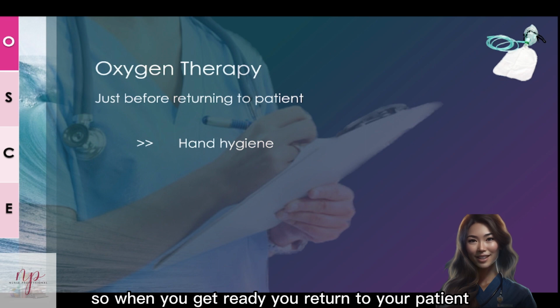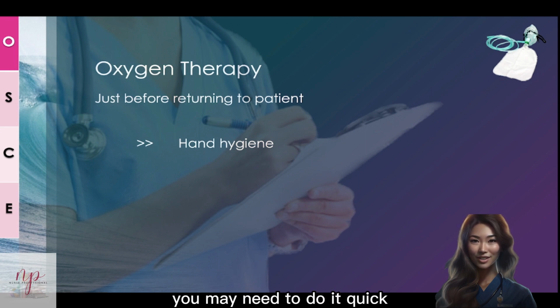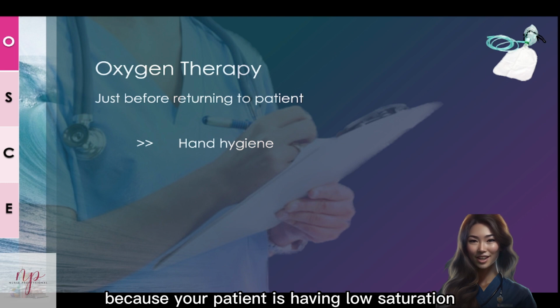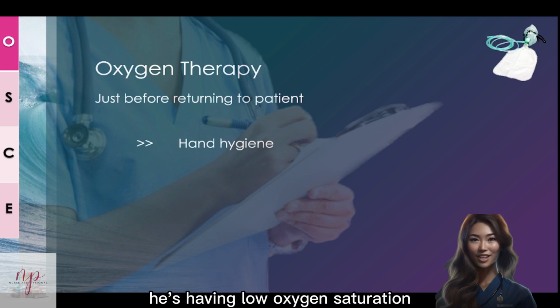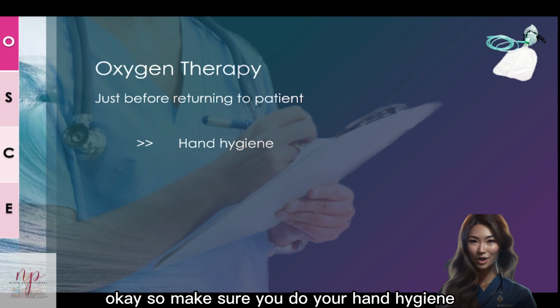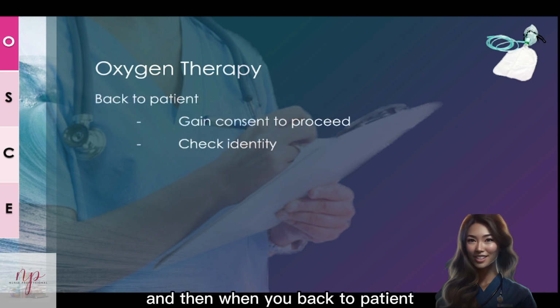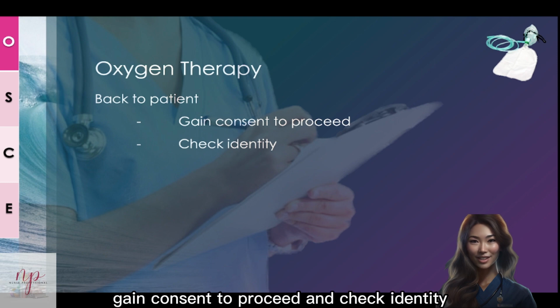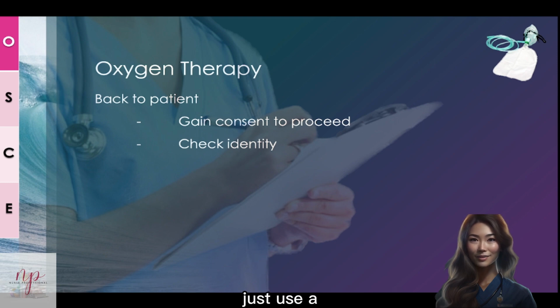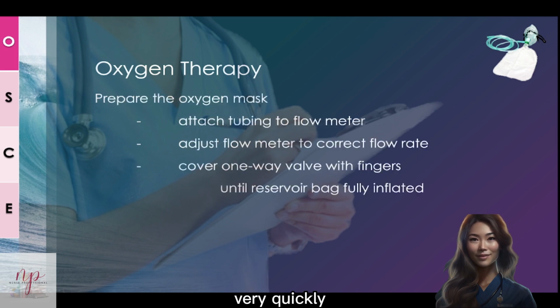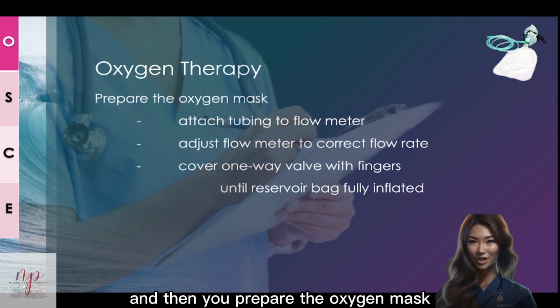So when you get ready, you return to your patient. You may need to do it quickly because your patient is having low oxygen saturation, okay? So make sure you do your hand hygiene. And then when you go back to the patient, gain consent to proceed and check identity. Just use a few seconds to do it very quickly. And then you prepare the oxygen mask.